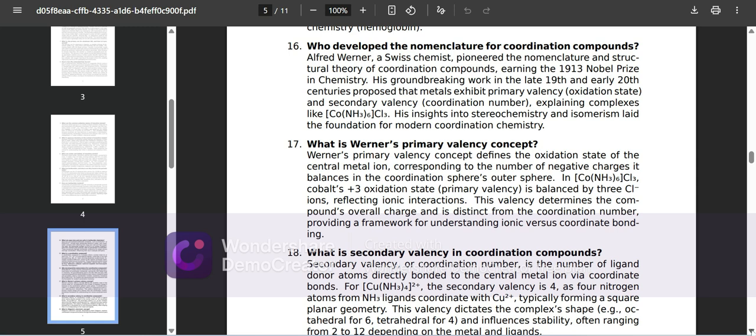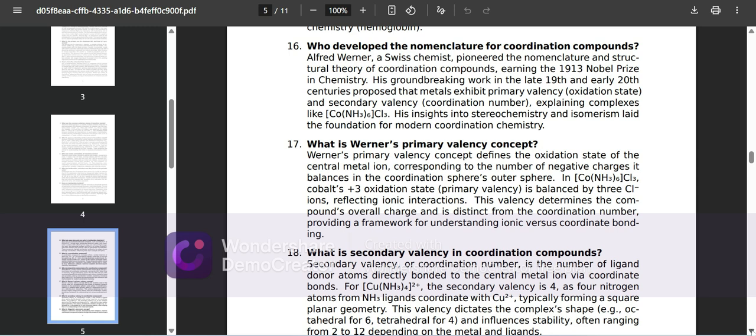Who developed the nomenclature for coordination compounds? Alfred Werner, a Swiss chemist, pioneered the nomenclature and structural theory of coordination compounds, earning the 1913 Nobel Prize in Chemistry.